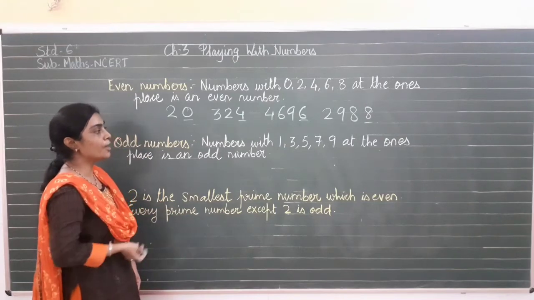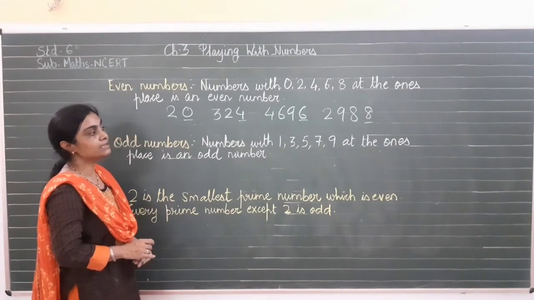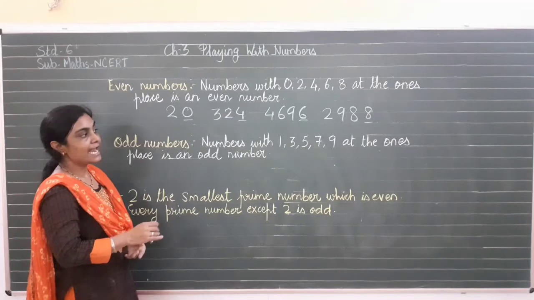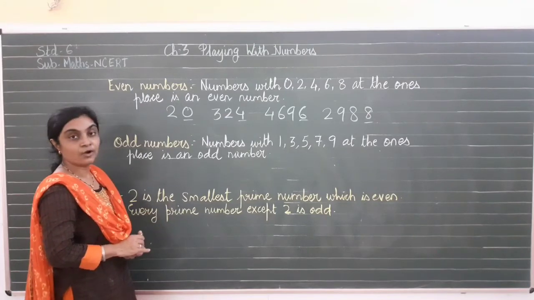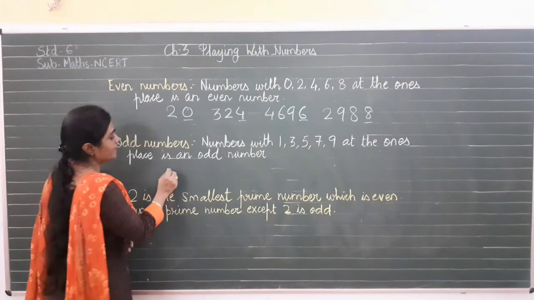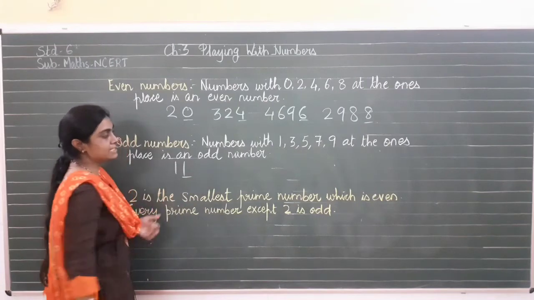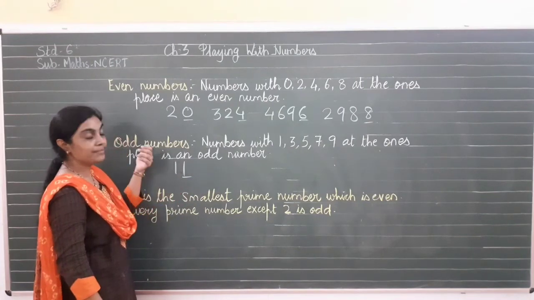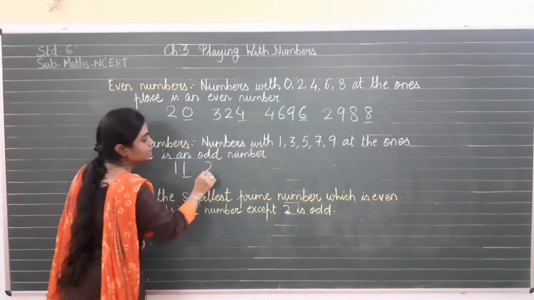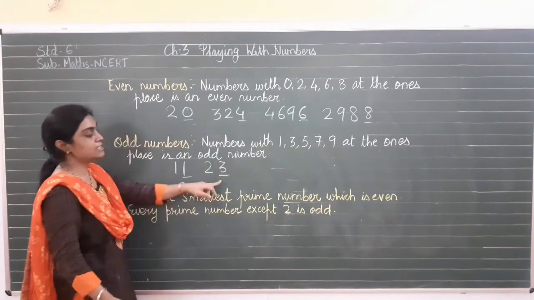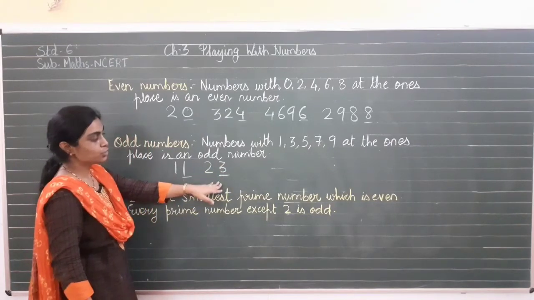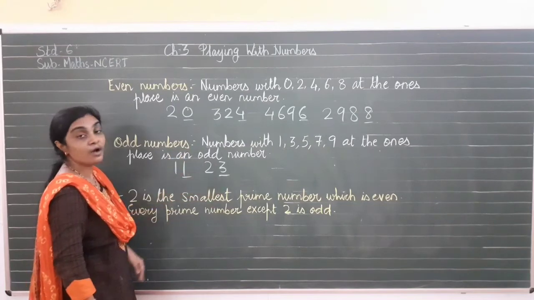Now we will see odd numbers. Numbers with 1, 3, 5, 7, 9 at its ones place are called odd numbers. For example 11. Here 1 is at unit place. So 11 can be called an odd number. 23. 3 is also at its unit place. So 23 can be called an odd number.